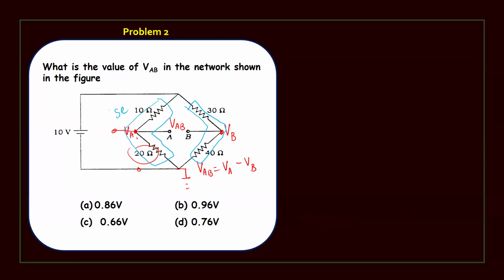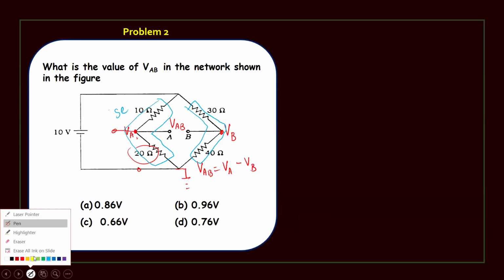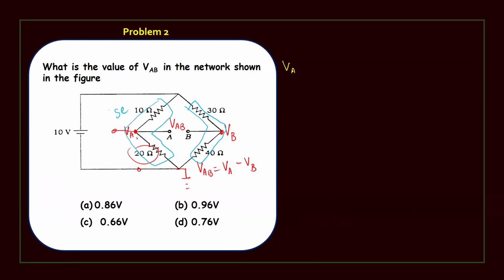So let me find V20 ohms first. Here VA is nothing but the voltage across 20 ohms and VB is the voltage across 40 ohms. So now we need to use the voltage division rule and we can find the voltage across 20 ohms and the voltage across 40 ohms. That is nothing but VA and VB. And then we will find the difference between them. That is VAB. So VAB equal to VA minus VB.